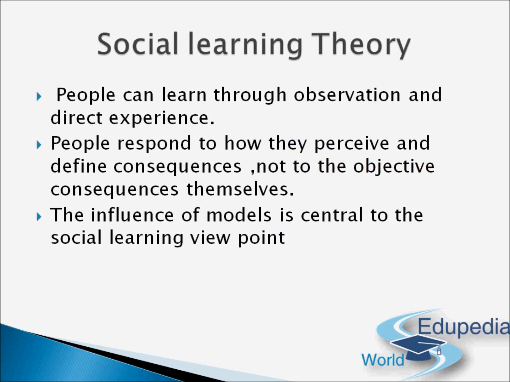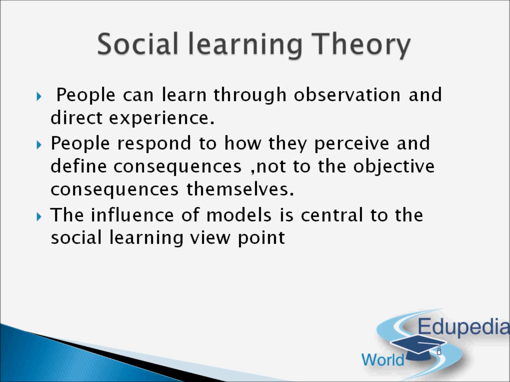Next learning theory is social learning theory. In social learning theory, we observe. We have role models, we observe them. For example, we learn from seniors, we learn from our bosses, we learn from our peers, we learn from our teachers, we observe them, we make them our role models. So here people can learn through observations and direct experience. People respond to how they perceive and define consequences, not on the objective consequences themselves. They have perception, how the things are taking place. So the influence of the model is central to the social learning point of view.